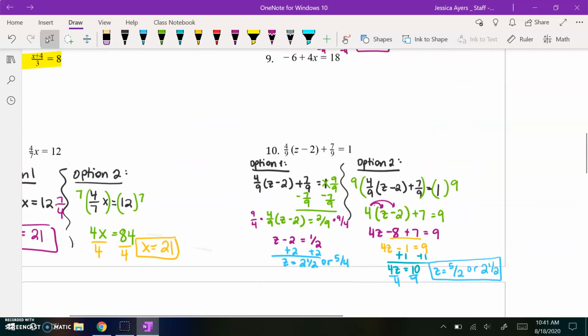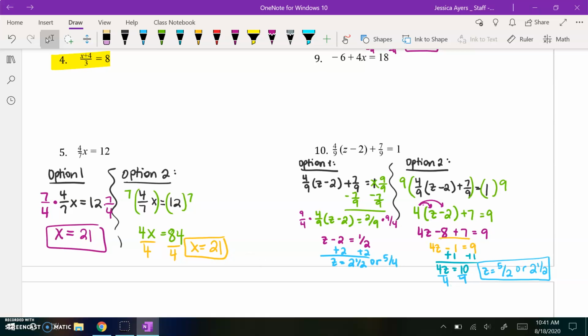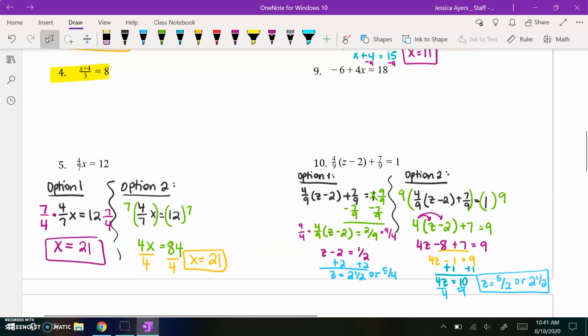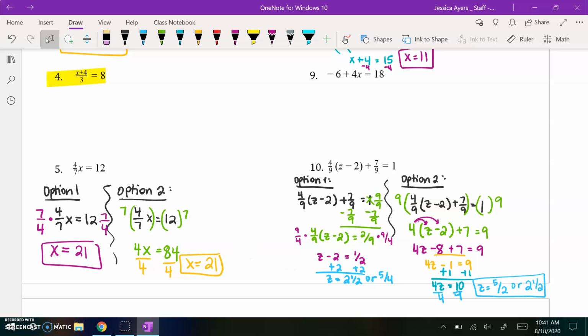This was all variables on one side of the equation. You'll have another video to watch in just a second that has variables on both sides of the equation.